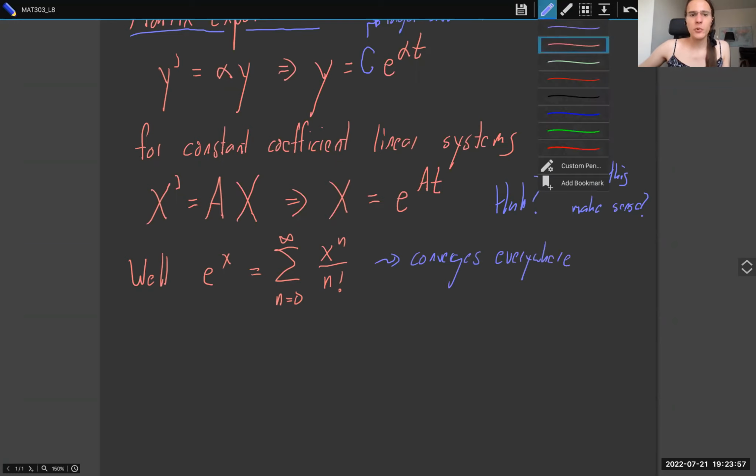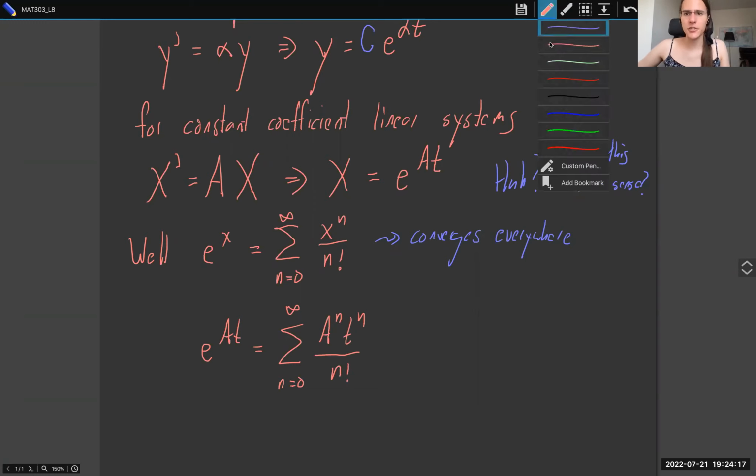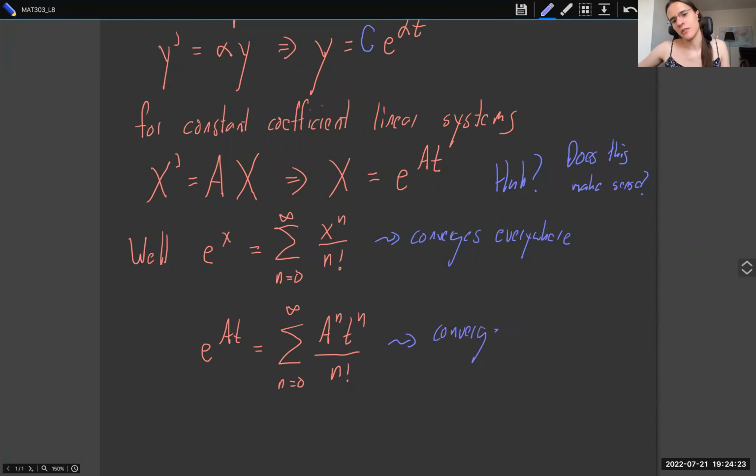So it follows that if we consider e to the At, then this should be defined by a power series, as the sum of A to the n t to the n divided by n factorial. And as it turns out, this will also converge everywhere. So this is known as the matrix exponential. It's just defined by this series, and it's defined everywhere.